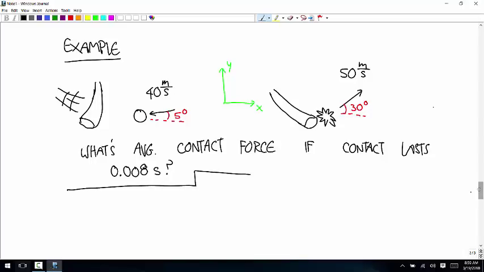All right, well, the impulse momentum equation says that the change in momentum, which is the momentum at the later instant minus the momentum at the earlier instant, is equal to the integral of F net as a function of time dt. And if we're trying to calculate the average contact force, then we're going to assume that this is constant.